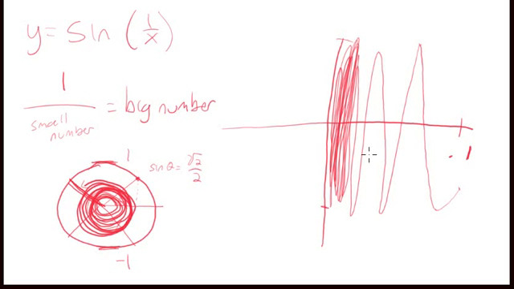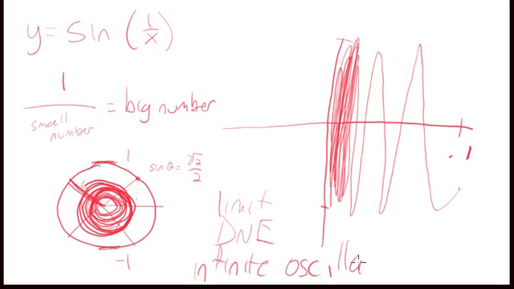And so since it doesn't approach any value on the right, and it would do the same thing on the left, it wouldn't approach any value on the left, there's no limit. We say the limit doesn't exist because of infinite oscillations. That's right, I think. Pretty sure about that. Infinite oscillations cause the limit not to exist.